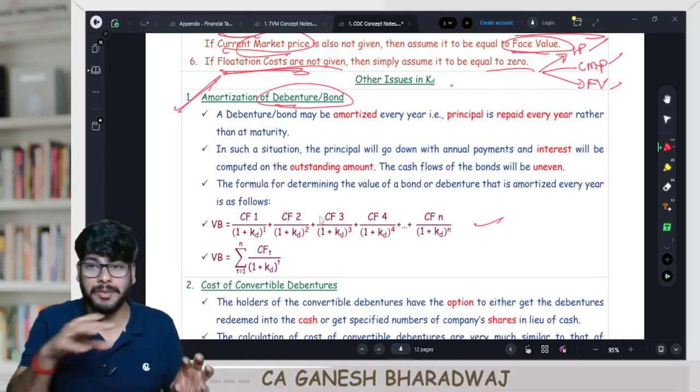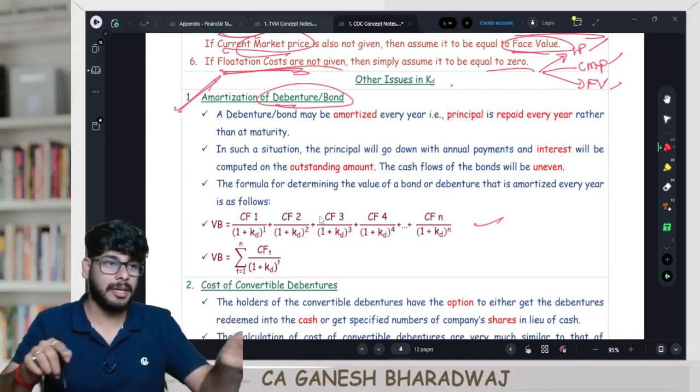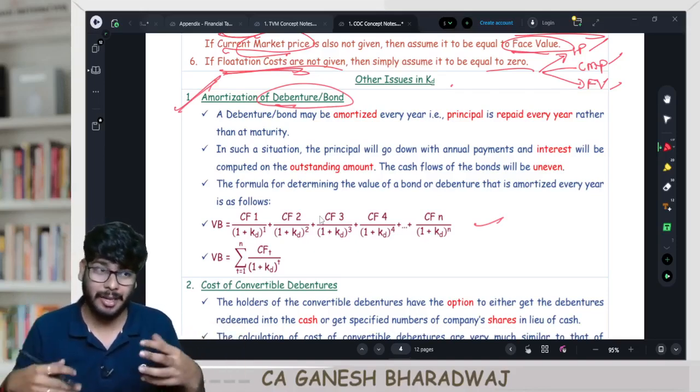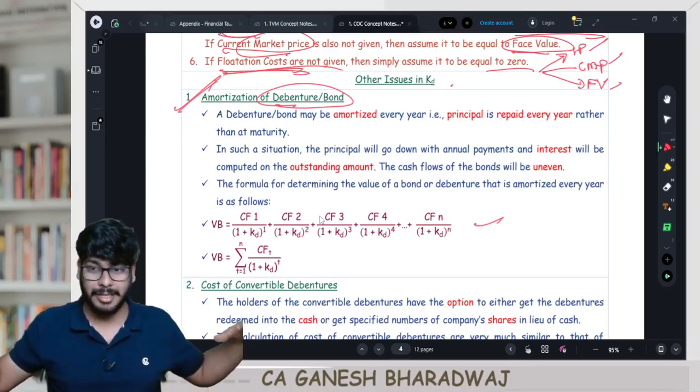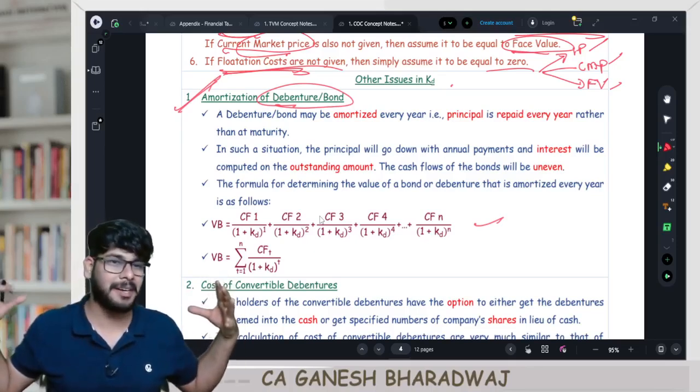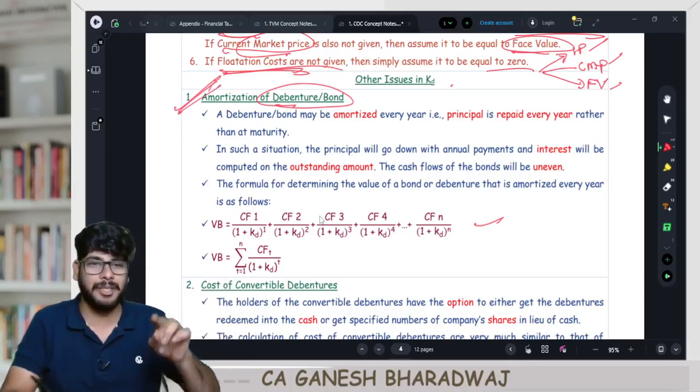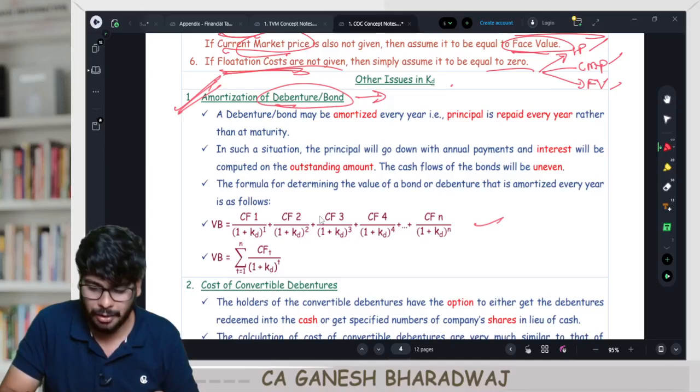See, till now, whatever we've seen here, it is a single shot payment. Issue and redemption happens only at the end of the life, correct? Whereas there can also be cases where the debentures can be amortized over the life, right? If that scenario happens, what should you do? Here I've just given a reference. Maybe you can write down here. Just pull an arrow and write down.